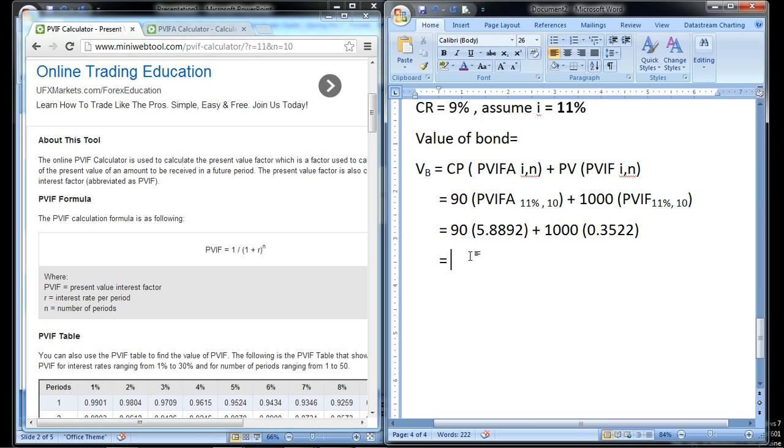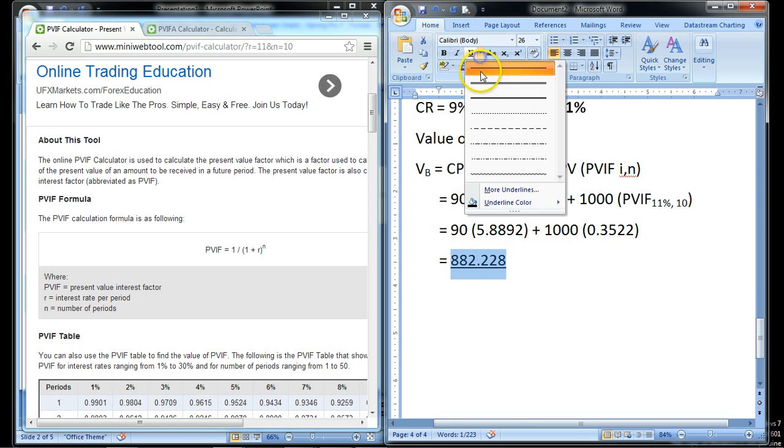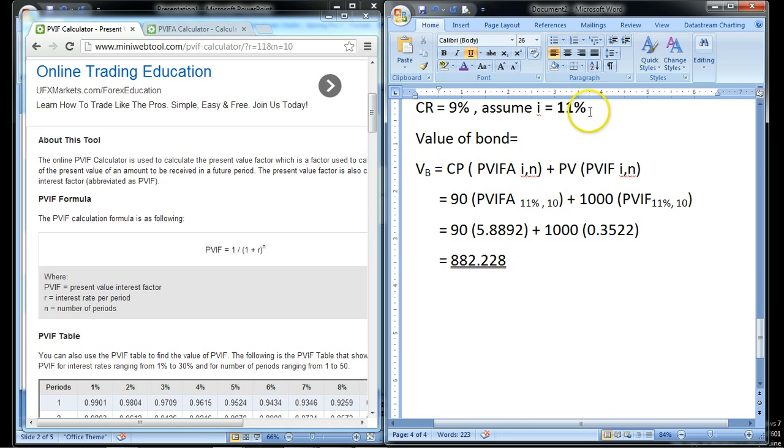Okay, plus with 1000, okay, times 0.3522, then you will get 882.228. Clear? So this is your value of your bond when you use this I as 11%.